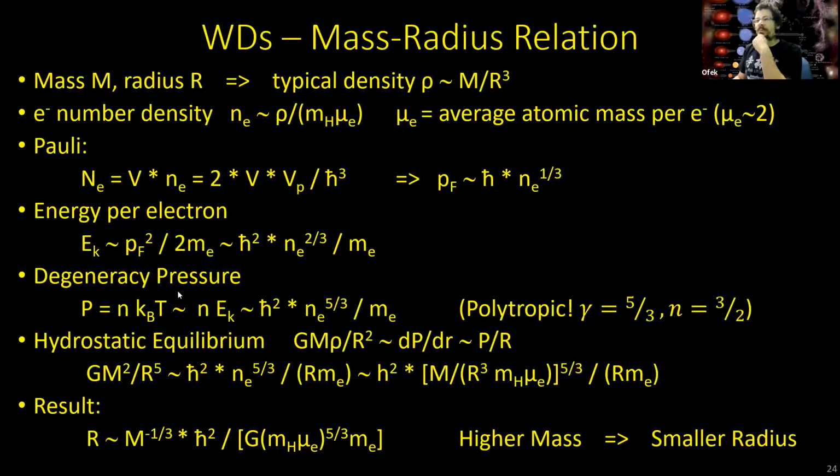This is a polytrope. P goes like some constant times n or rho, the density, to some power, right? This power is exactly the adiabatic index, which in this case is 5/3, and it matches a polytropic index n of 3/2, which we had mentioned, I think last week, for different types of polytropes. So here we have an example of an analytically derived polytrope with a polytropic index of 3/2.